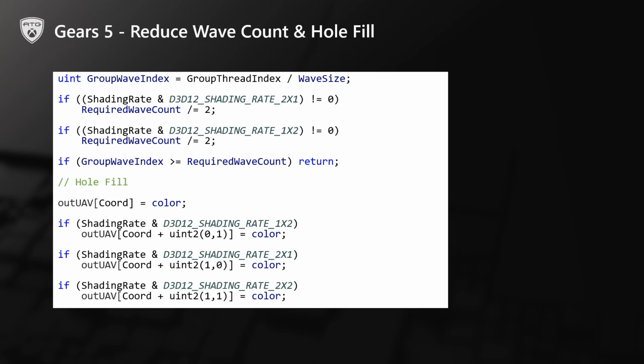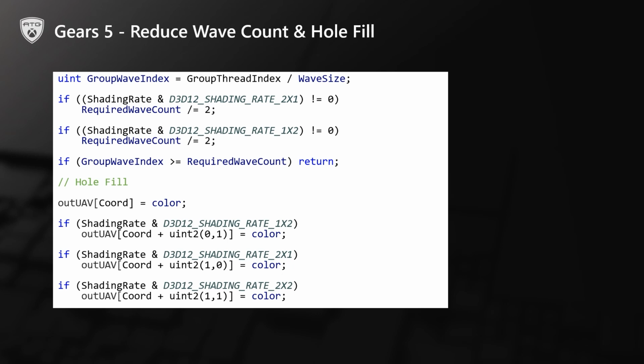So here is some straightforward pseudocode. At the beginning, we work out exactly how many waves are required to process this particular tile. The shading rate is the shading rate for the tile. And then if this wave isn't required to do any work, then it can early out, go back to the pool. Another wave will be reissued, and that will hopefully find some useful work to do.